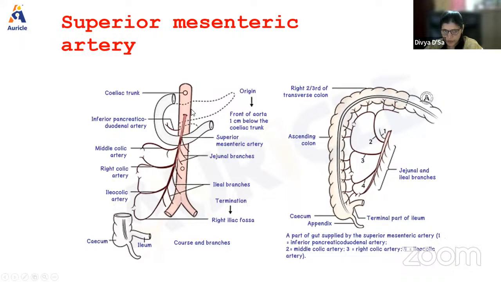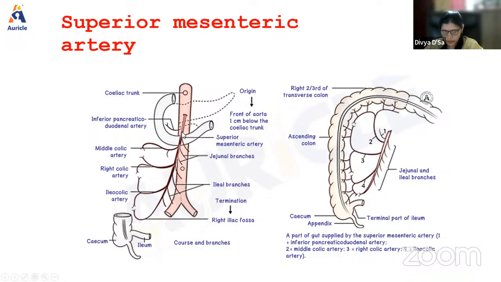At the origin, it is overlapped by the body of the pancreas. Okay, so it will be sandwiched between two structures, that is, the splenic vein will be above and the renal vein will be below. So between those two structures, this will emerge. The superior mesenteric artery will run downwards and forwards to the right.